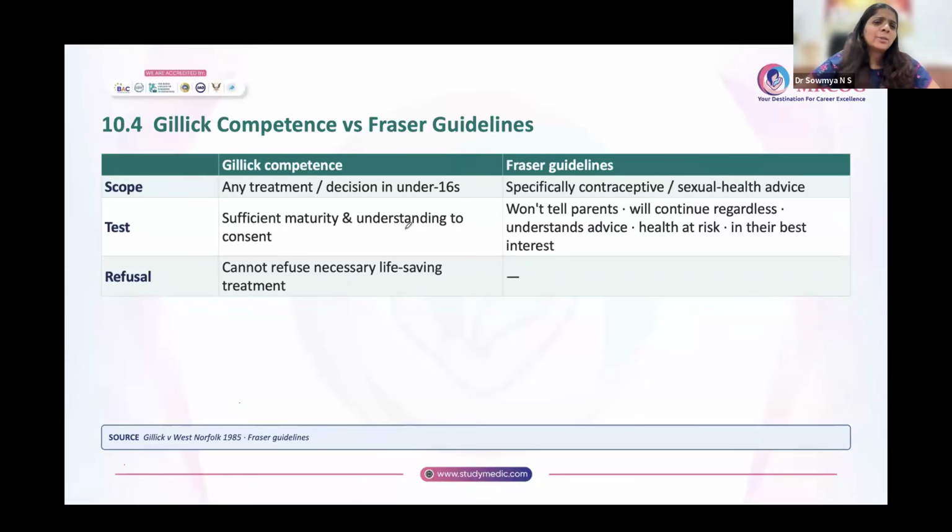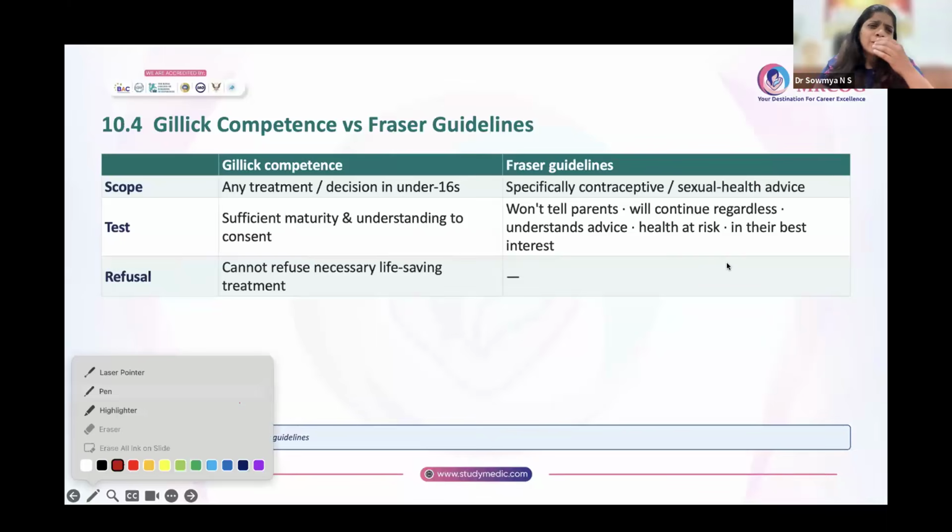Gillick competence. I think you guys already know. Gillick competence is a general competency between 13 to 18 rather. Specifically under 16, if they have capacity, if they are able to weigh the pros and cons, they can accept the procedure, but they cannot refuse. Fraser guidelines apply specifically to contraceptive and sexual health advice.